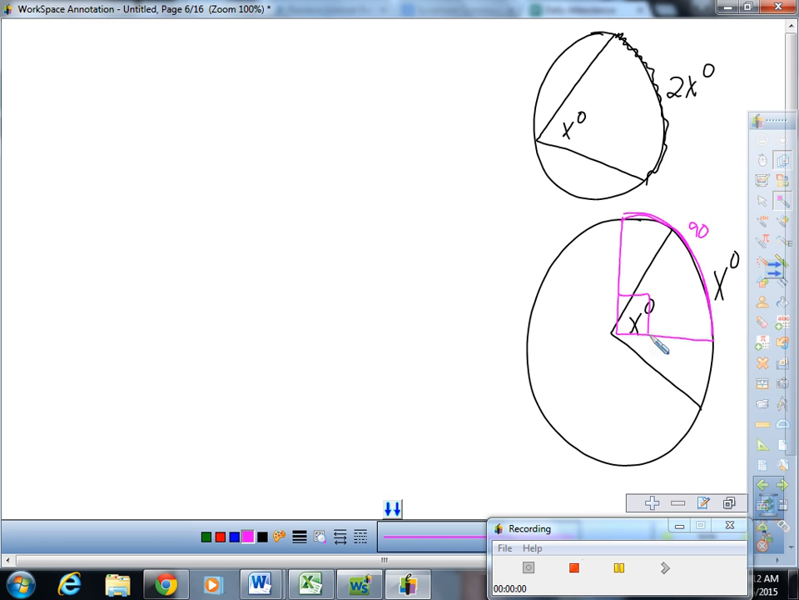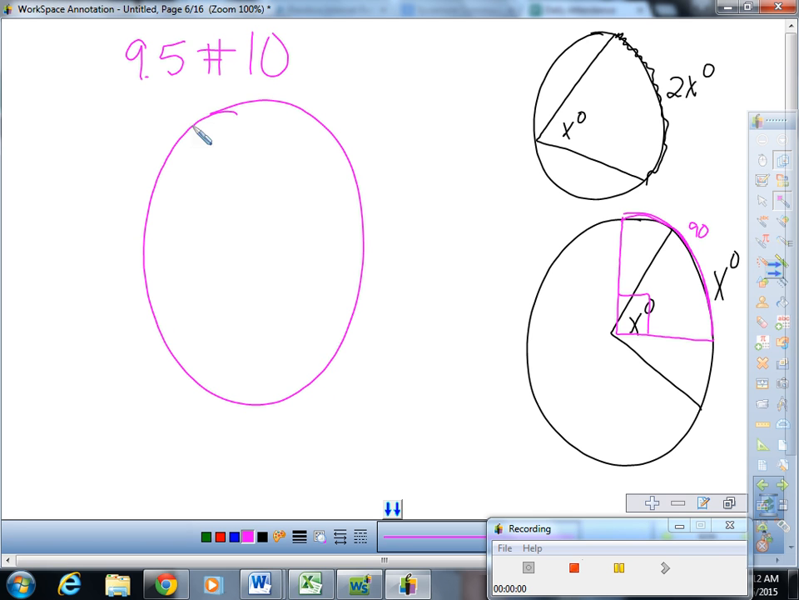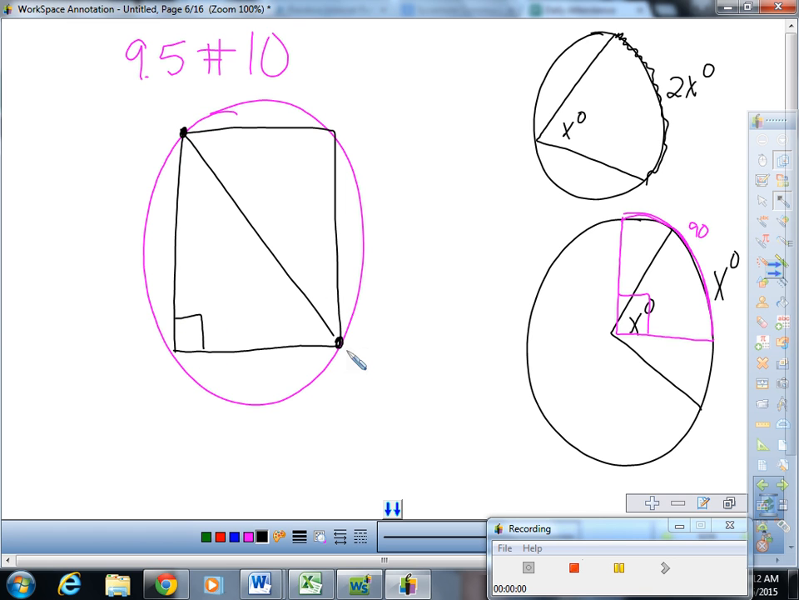So this is 9-5, number 10. It gives us a picture. It tells us the thing inside of it is a rectangle. And then it asks us, is that a diameter? If you assume this to be a circle, which I think the book wanted you to because it answered the question as yes, then you would do this.